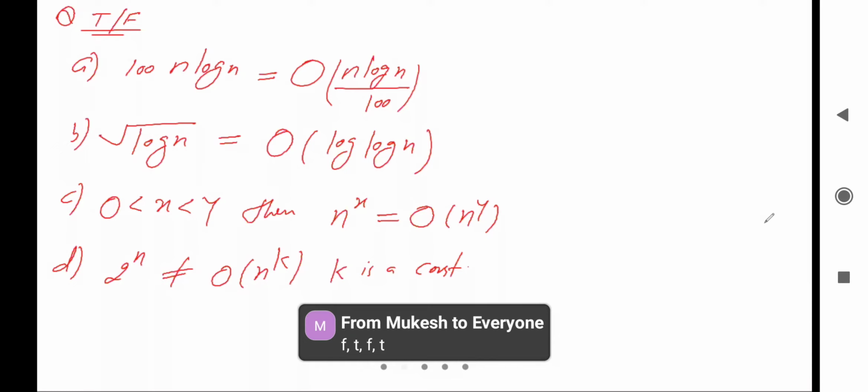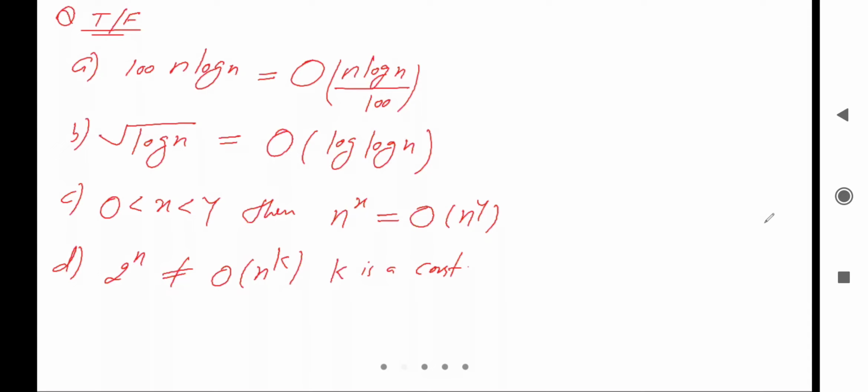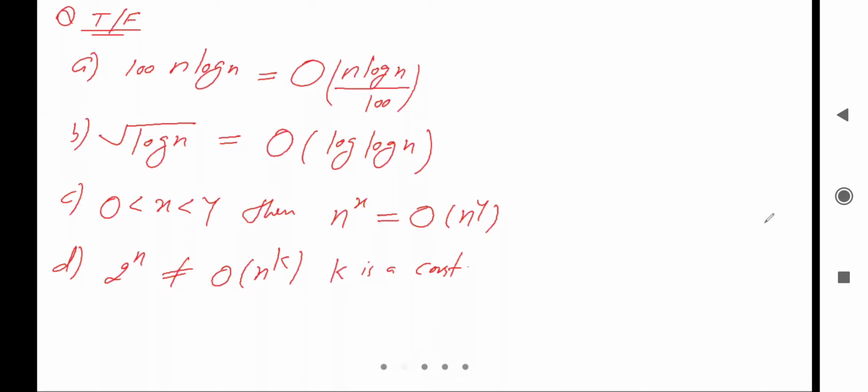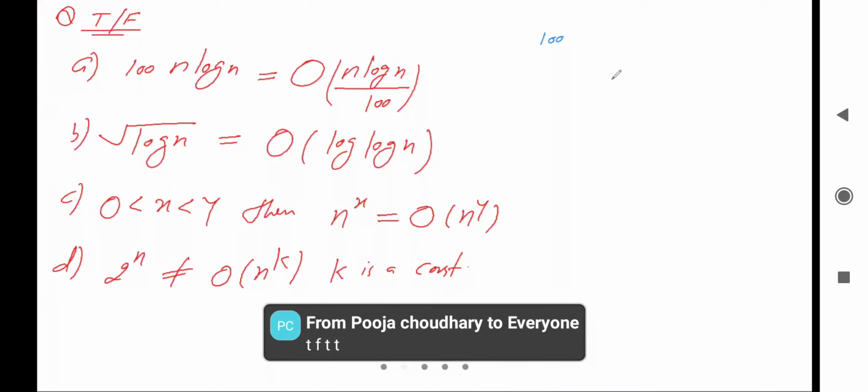Okay, false, true, false, true, maybe. So it is true, false, true, false, true, false, true, false. Okay. So let me simplify this one. Let's see first one. Here it is 100, true, false, then true, true. Yeah, that may be right.